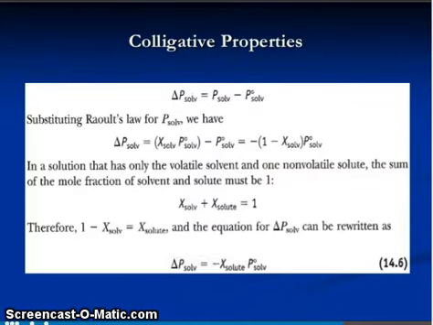Substituting Raoult's law for P solvent, we have this formula: ΔP solvent = mole fraction of solvent × P° solvent − P° solvent = −(1 − P solvent/P° solvent). In a solution that has only the volatile solvent and one non-volatile solute, the sum of the mole fractions of the solvent and solute must be equal to 1. So X solvent + X solute = 1. Therefore 1 − X solvent = X solute, and the equation for ΔP solvent can be written as ΔP solvent = −X solute × P° solvent.